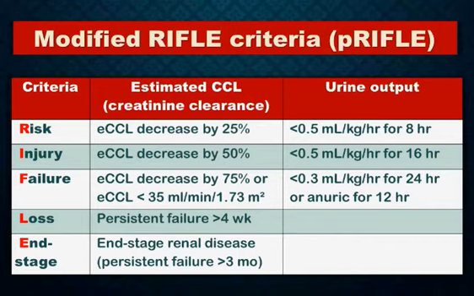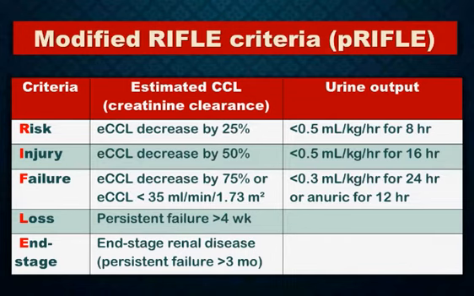How do we say this patient has injury or failure or loss? This is according to parameters. The first is the estimated creatinine clearance. We say it is more powerful and helpful in assessing the approximated GFR. And at the same time, we depend on another parameter, which is the urine output. So for example, for risk, if the estimated creatinine clearance, and now the definition is clear for you, decreased by 25%, and the urine output is less than 0.5 ml per kg per hour for 8 hours, this is acute kidney risk.